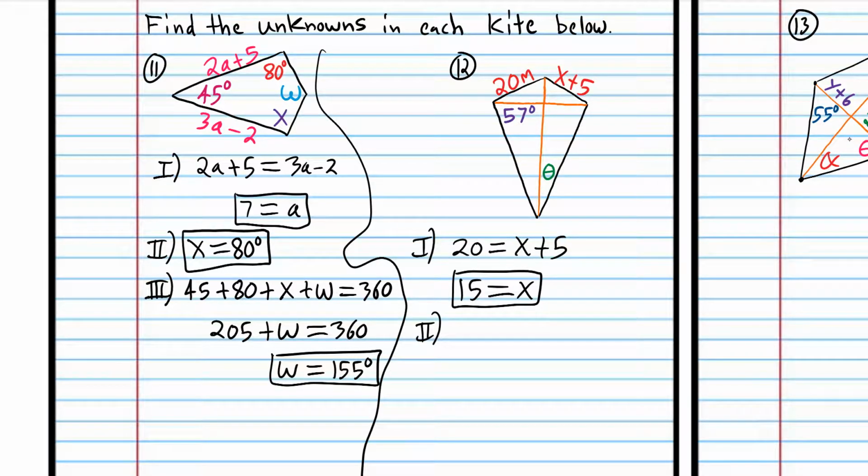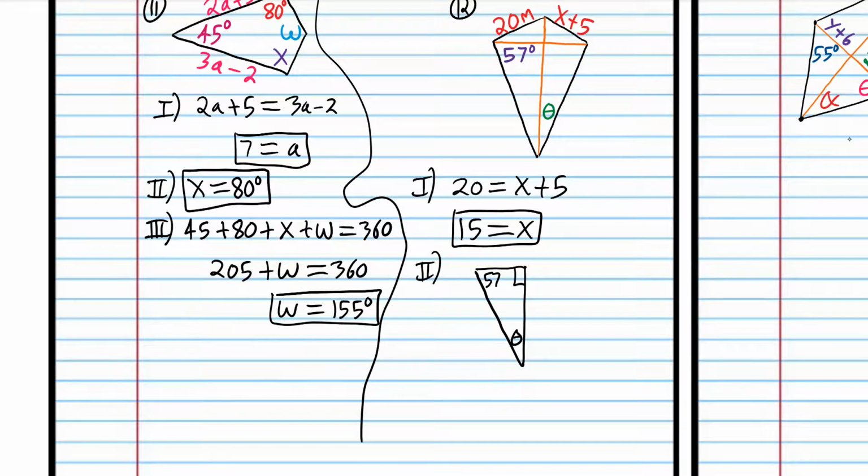And I'm going to go ahead and pull out that lower left triangle. So we have 57, and this is going to be theta. And this is 90 because the diagonals bisect each other. So now we can just use the triangle sum theorem. 57 plus theta plus 90 is equal to 180. And 57 plus 90 is 147. And 180 minus 147 is 33.